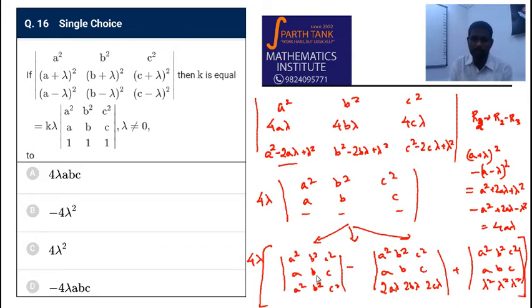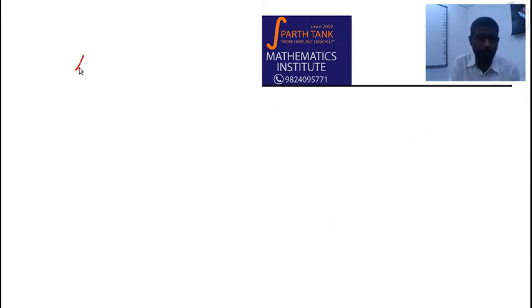Right? Now this determinant is 0 because 2 rows are equal. This determinant is 0 because these 2 rows are proportional. If I take 2 lambda common, I will get ABC, ABC. So both determinants are 0, only this determinant remains. So if I take lambda square common from here, I would get 4 lambda squared into A squared, 4 lambda cube, A squared, B squared, C squared, A, B, C, and 1, 1, 1.